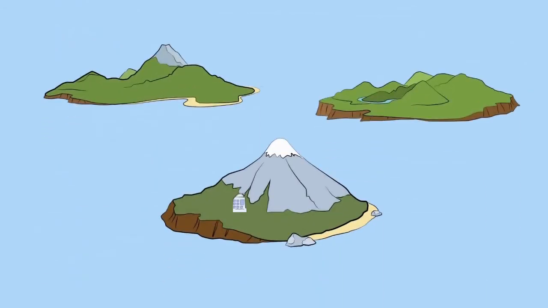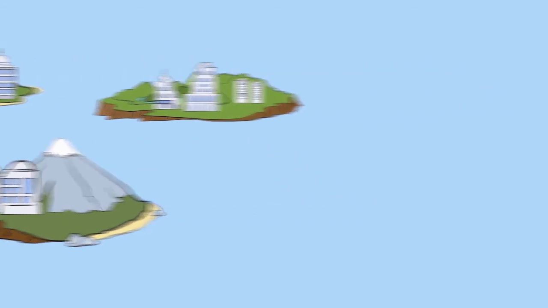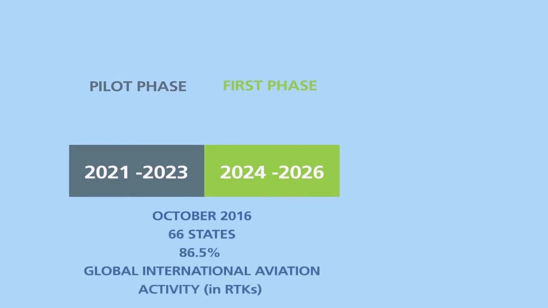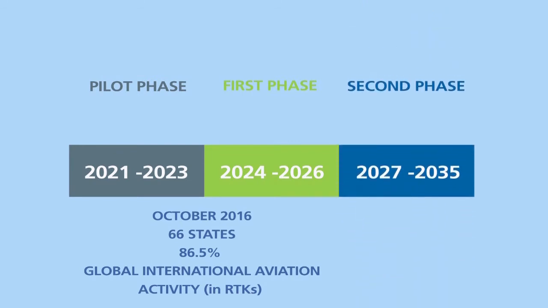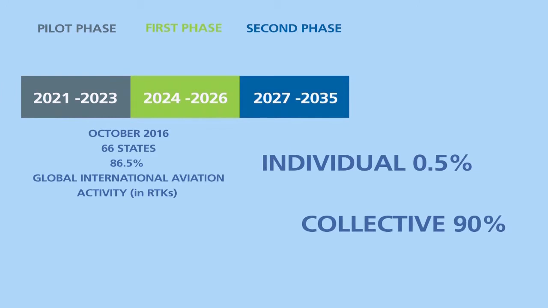Taking into account the different circumstances of different countries, CORSIA was designed to incorporate a phased-in implementation. States' participation in the pilot and first phase from 2021 to 2026 is voluntary. As of October 2016, 66 states that represent 86.5% of global international aviation activities announced their voluntary participation in the CORSIA from its outset. For the second phase from 2027, all states with an individual share of international aviation activities above 0.5% of the total, or whose cumulative share reaches 90% of the total, are required to participate.